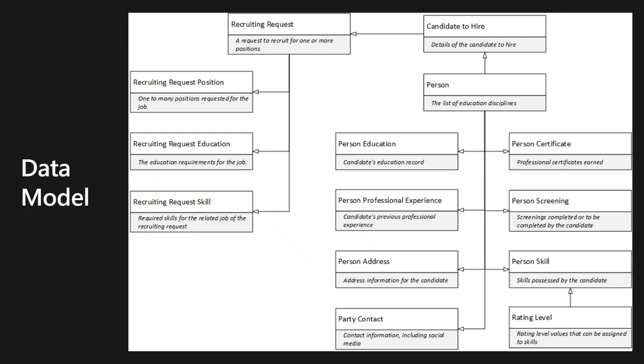The data model is centered around a few key entities. The two main ones are the recruiting request and the candidate to hire. Recruiting request represents a request to an ATS system to recruit for one or more open positions. The candidate to hire represents details of a candidate who has accepted an offer for a position. Person, which is related directly to that candidate to hire, represents the individual who is the candidate. A person can have multiple roles in the company, such as a candidate, worker, employee, or contractor.